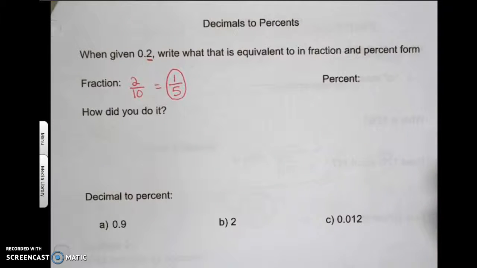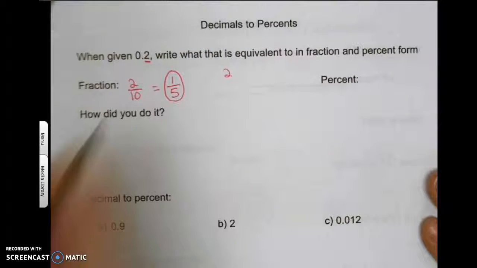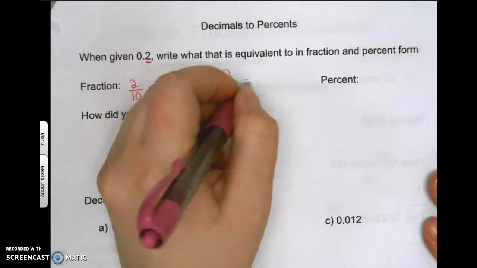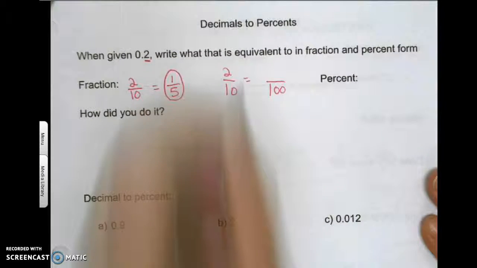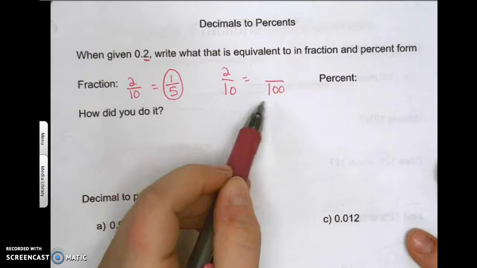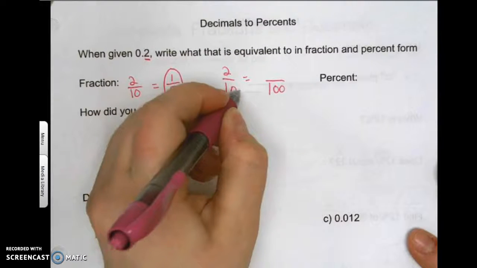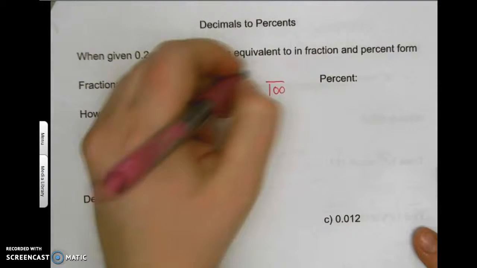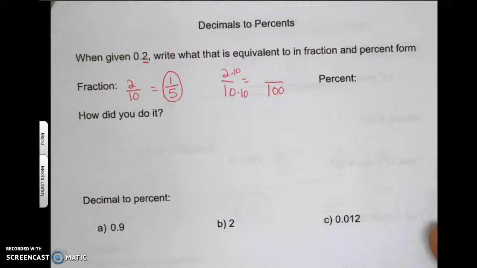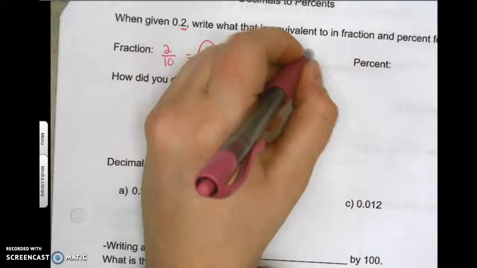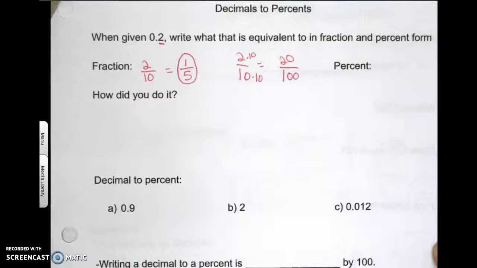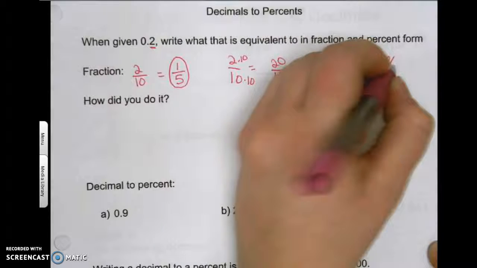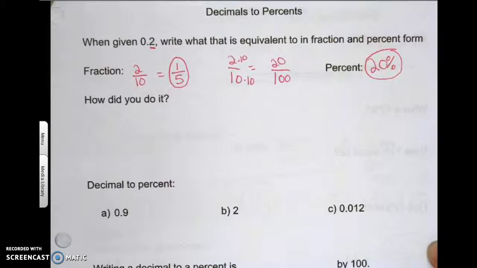So if I already know that my fraction for 0.2 is 2 over 10, I might be looking to see how I can make my denominator 100. So how do I go from 10 to 100? Really, I'm just multiplying by 10. And what we do to the bottom, we have to do to the top. So I'm going to take 2 times 10, which is 20. So now if I have 20 over 100, that's really just 20%. And that's going to be my percentage.